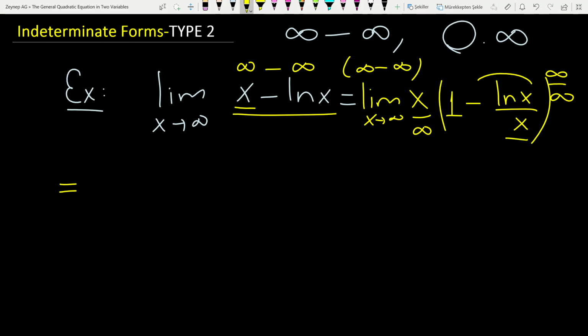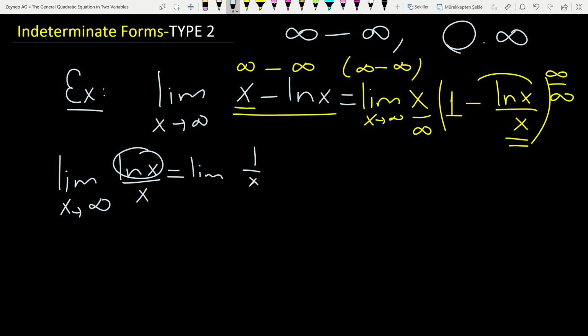Let's focus on this part here. Let's say we have the limit of ln x divided by x, x tends to infinity. You have infinity over infinity. This is why you can apply L'Hopital's rule. Let's apply L'Hopital's rule. The derivative of ln x is 1 over x, and the derivative of the denominator is 1. When x tends to infinity, this expression becomes 1 over x, and this goes to 0.